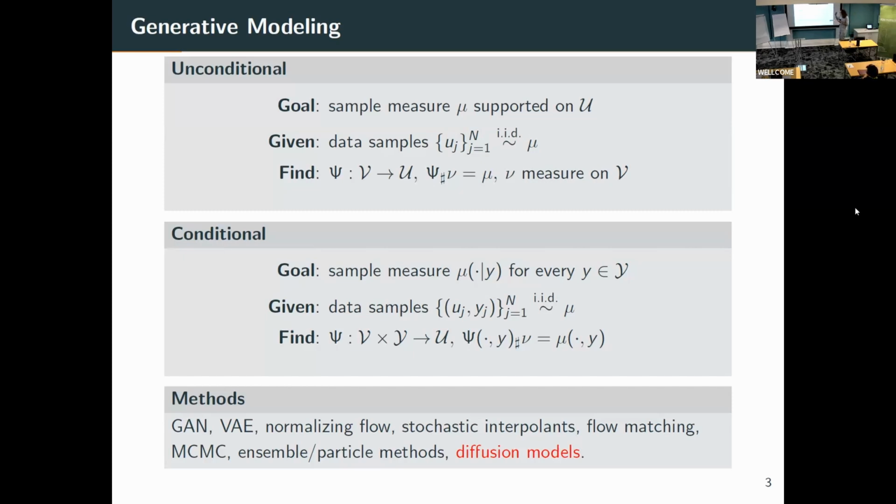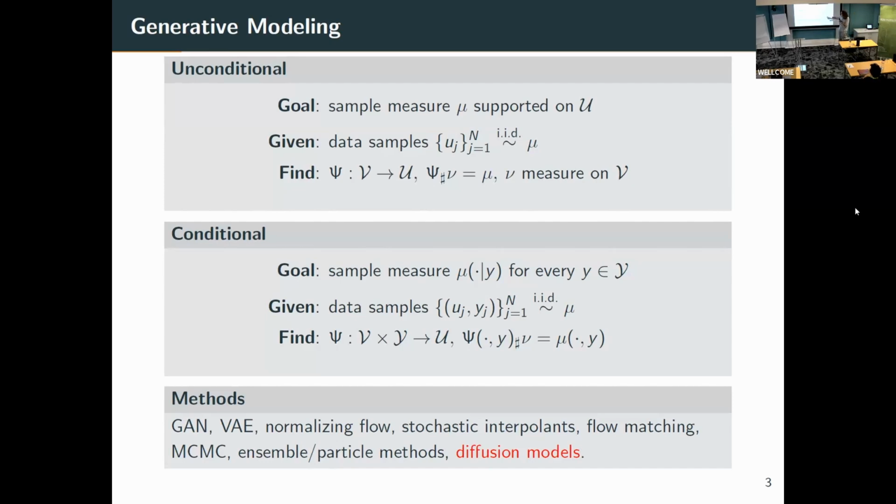I have a reference measure nu, a data measure mu, and I want to sample from my data measure knowing only samples, and that's it. Okay. There's also the same kind of setting which you can make conditional. So if your data measure can be conditioned on some other, say, variable y, then you can set up the same exact problem.